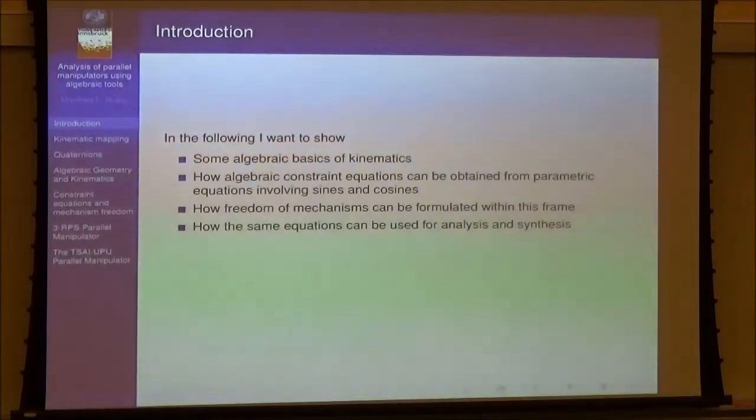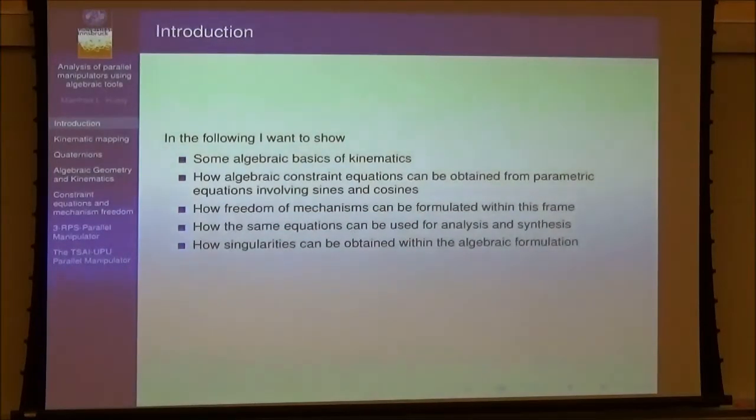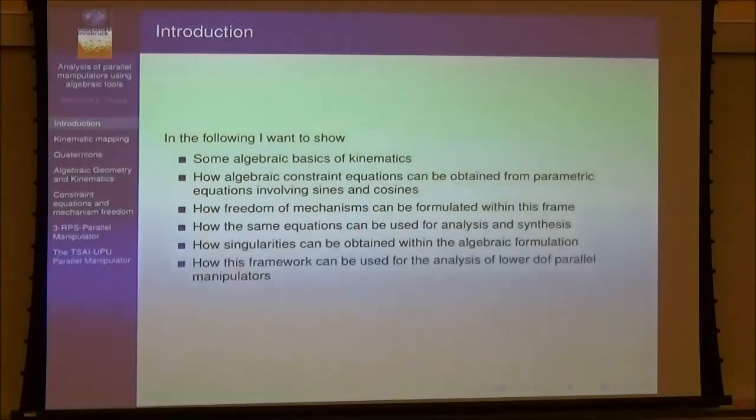The same equations can be used for analysis and synthesis. I will not do any synthesis because Jeff has done that before, but I will use almost the same equations for the analysis, but this time for a parallel manipulator. You can get singularities within this formulation. Once you have the algebraic constraint equations, taking the derivatives with respect to the parameters of your system, you can easily find the singularities by computing the Jacobian of this algebraic system of equations.